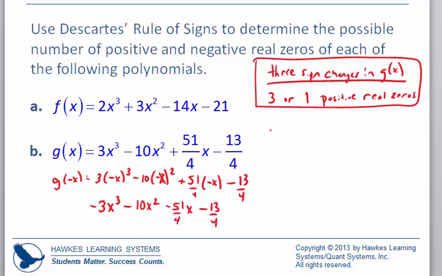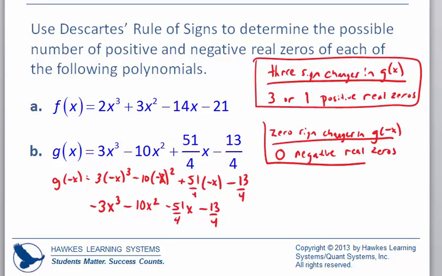It's always negative. So 0 sign changes in g of negative x, which means that we have 0 negative real zeros. And that's the other part of our answer. So in this polynomial function, we expect to have 3 or 1 positive zeros and no negative real zeros.